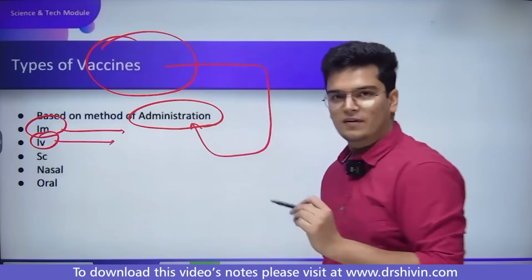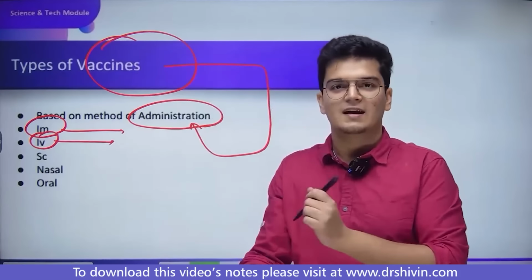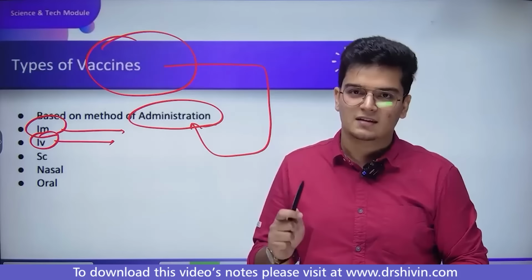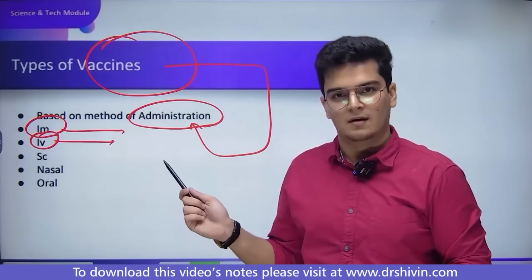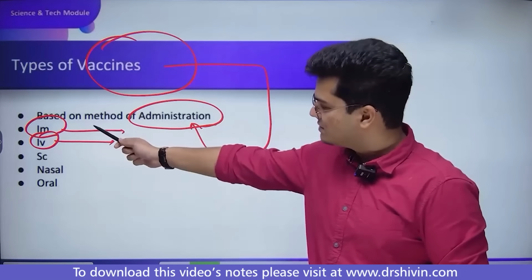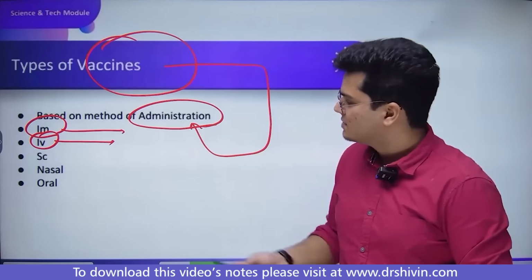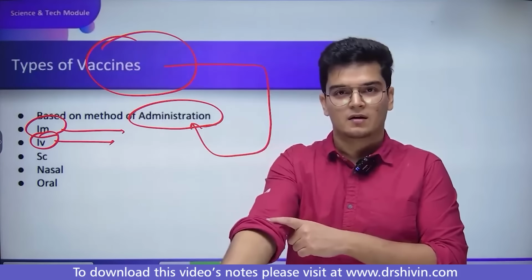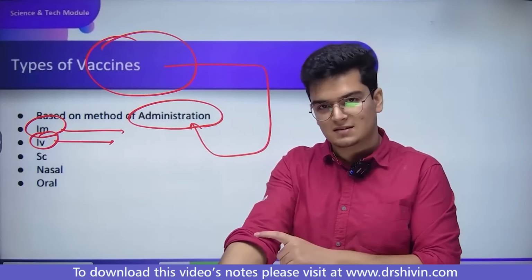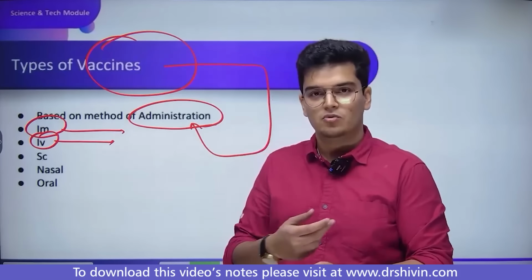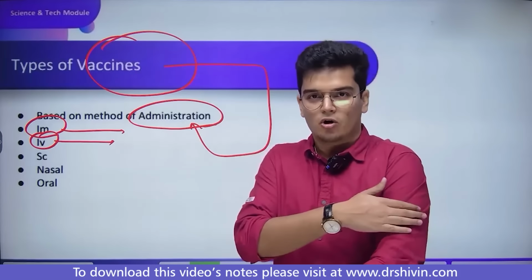IV means intravenous. These are given to you directly in the veins. If you have gone to the doctor for vaccination, some vaccines would have been given to you on your bum, right? Those vaccines are intramuscular because your bum is one of the largest muscles in the body. Some vaccines must have been given to you here because this cubital vein is the easiest way to inject a vaccine, right? Some must have been given to you on either your skin or on the fat layer.